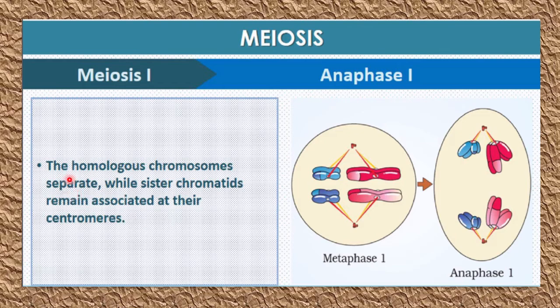As compared to mitosis, the homologous chromosomes separate in this case, while the sister chromatids remain associated. If you compare it with the anaphase of mitosis, at that time the sister chromatids were separated from each other at the centromere. So what happened here?